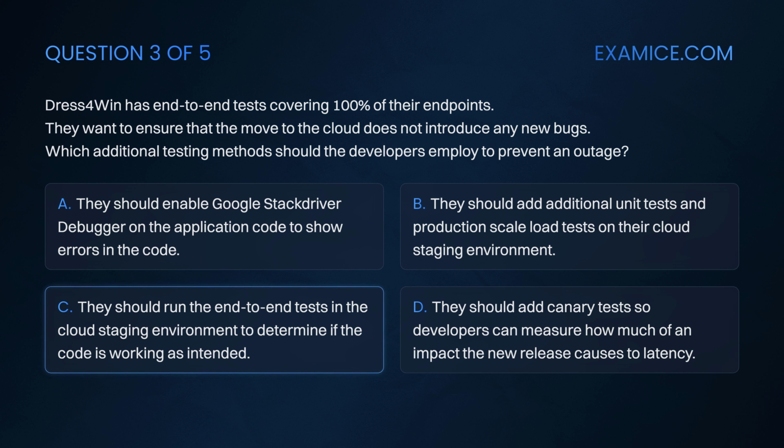Option C, they should run the end-to-end tests in the cloud staging environment to determine if the code is working as intended. Option D, they should add canary tests so developers can measure how much of an impact the new release causes to latency.